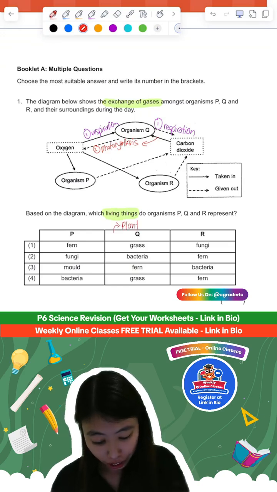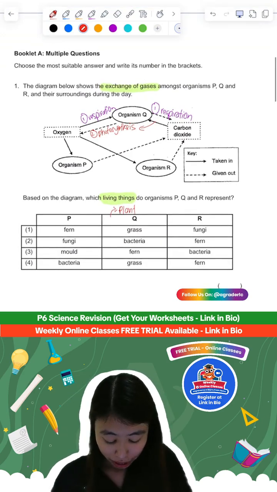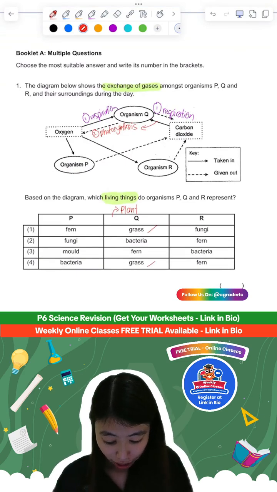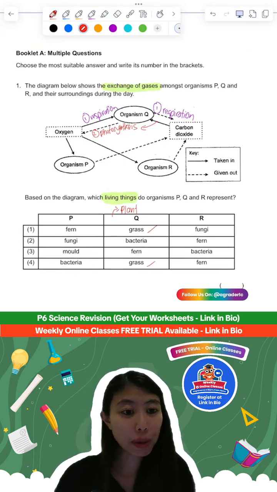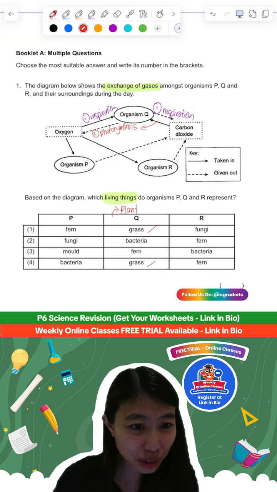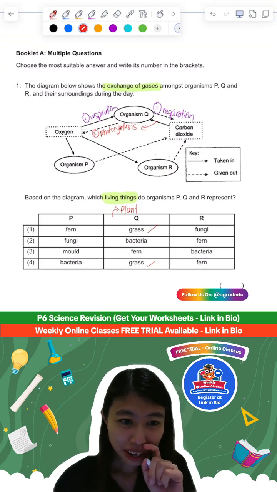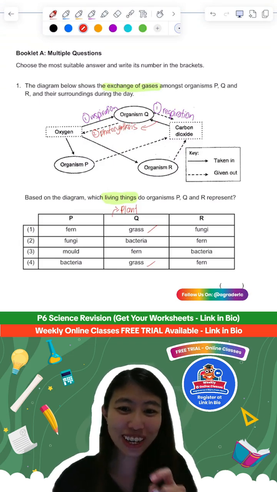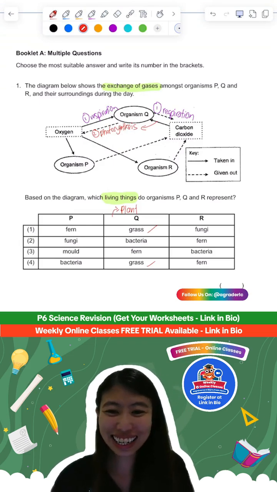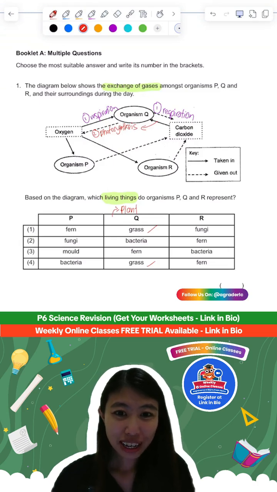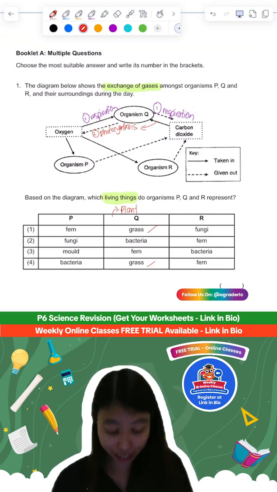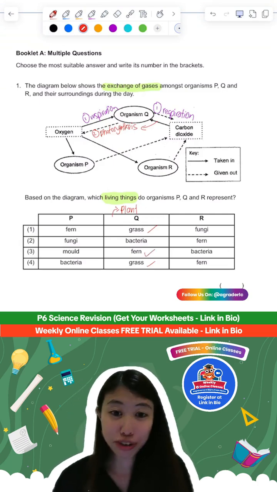That's very good. And which of the following here are plants? We have grass. Grass is a plant, but is fern a plant? Thank you. Uh, is it Hanjay? I don't know how to pronounce it. Okay, let me ask you, is fern a plant? I see some of you say yes. Very good. Is bacteria a plant?